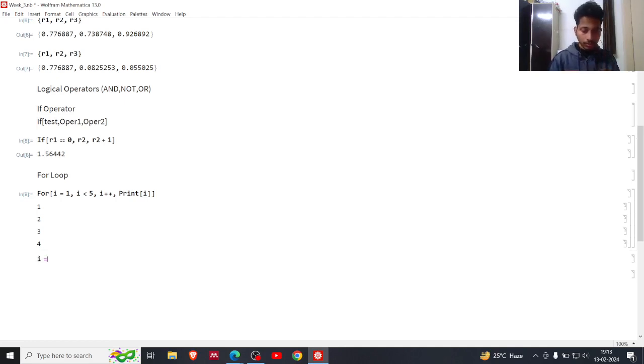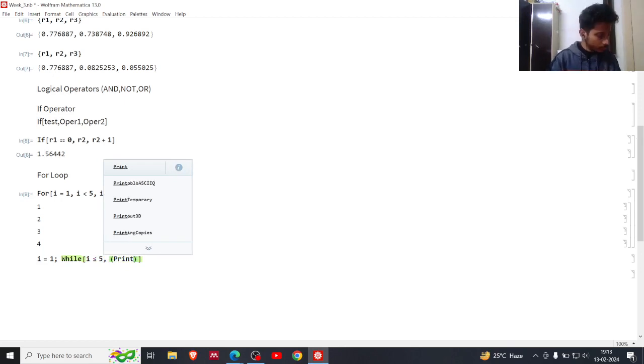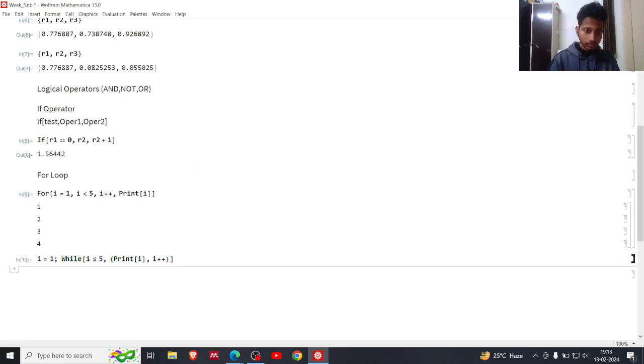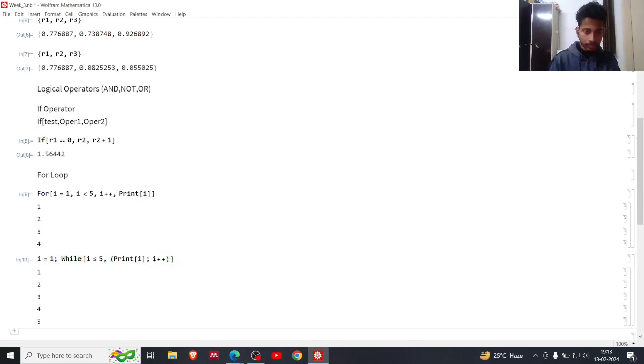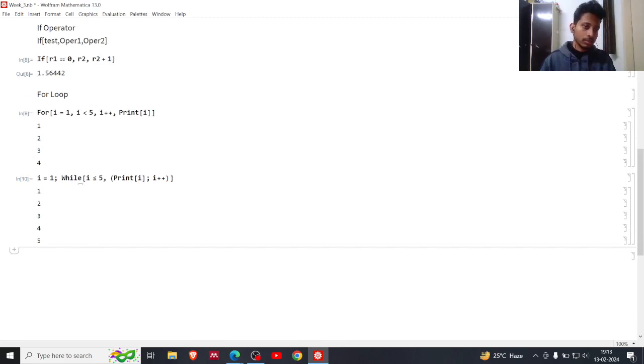Now there is another way of writing this. I equal to 1 semicolon while I less than equal to 5, print I plus plus. There are some problems. Yeah, so this is the use of while loop.